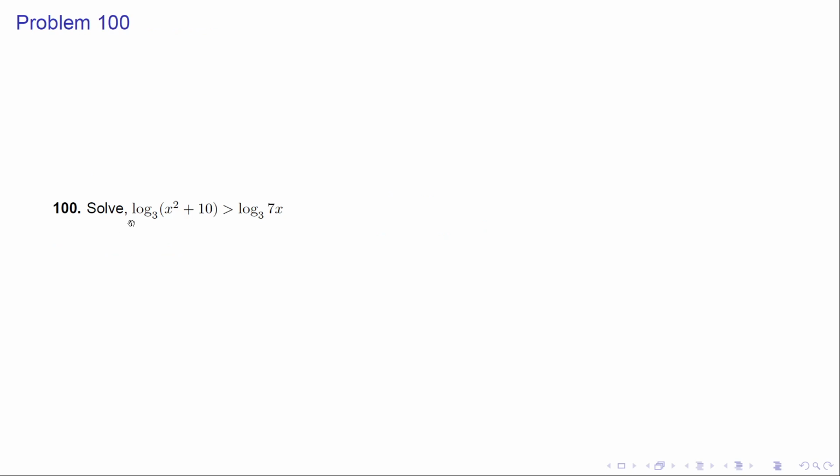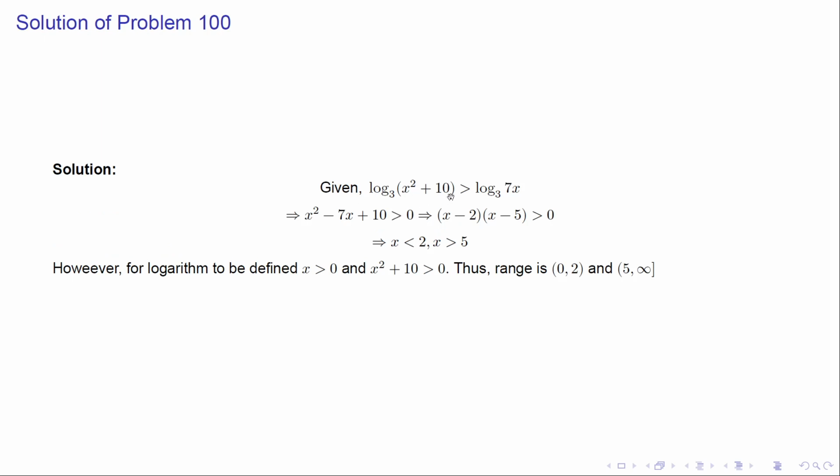Problem 100 says that solve log of x square plus 10 with base 3 greater than log of 7x with base 3. So we take antilog, we get x square minus 7x plus 10 greater than 0. So x should be less than 2 or x should be greater than 5. But for logarithm to be defined, x should be greater than 0 and x square plus 10 should be greater than 0. Now x square plus 10 means x will become an imaginary value, so we can discard that. So x should be greater than 0.